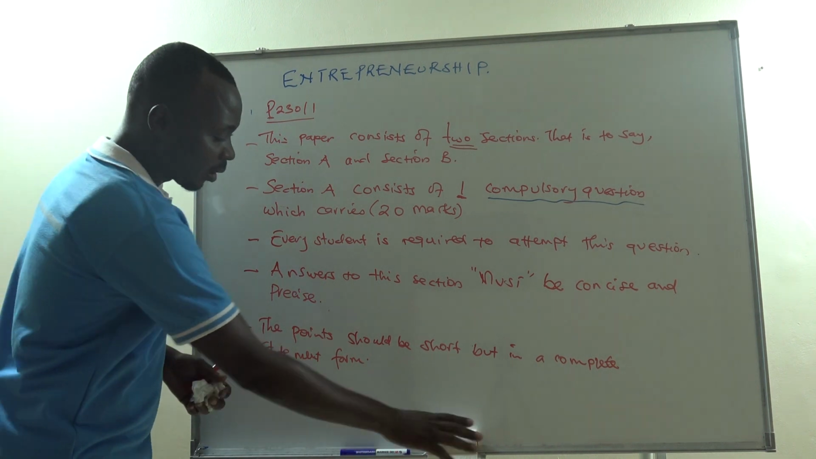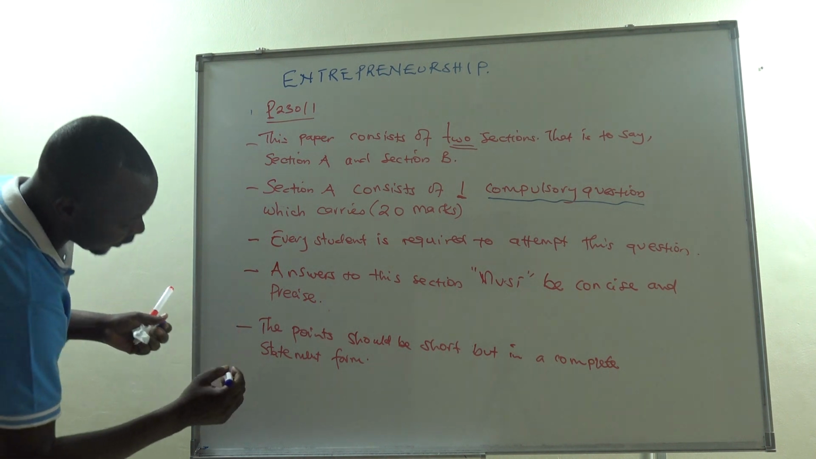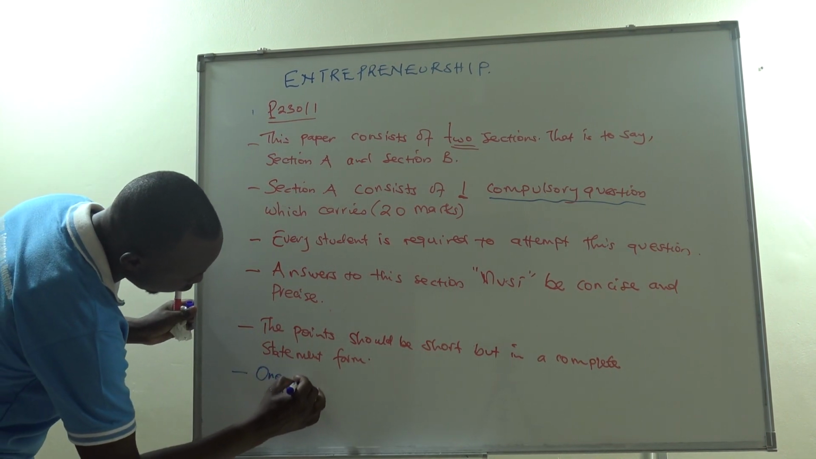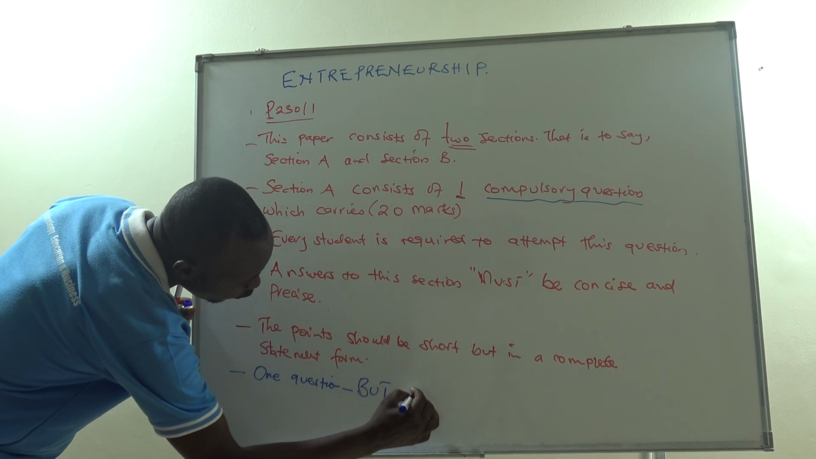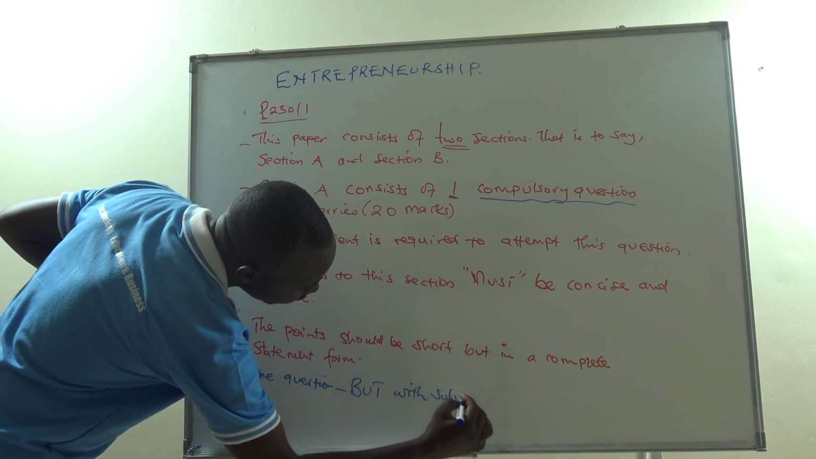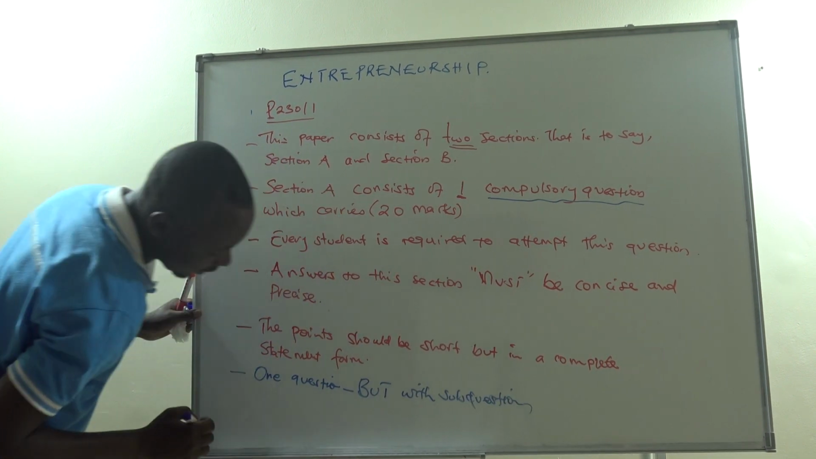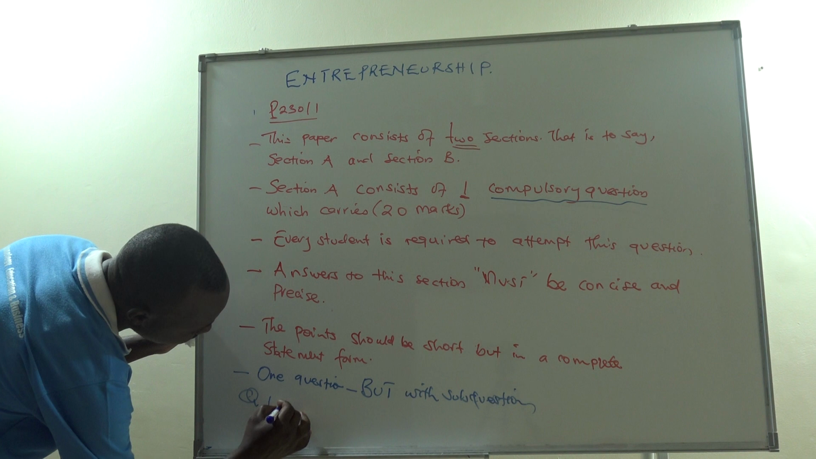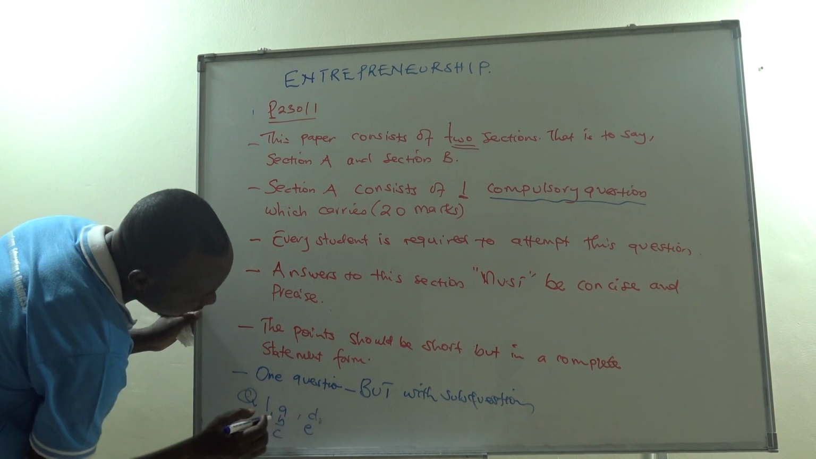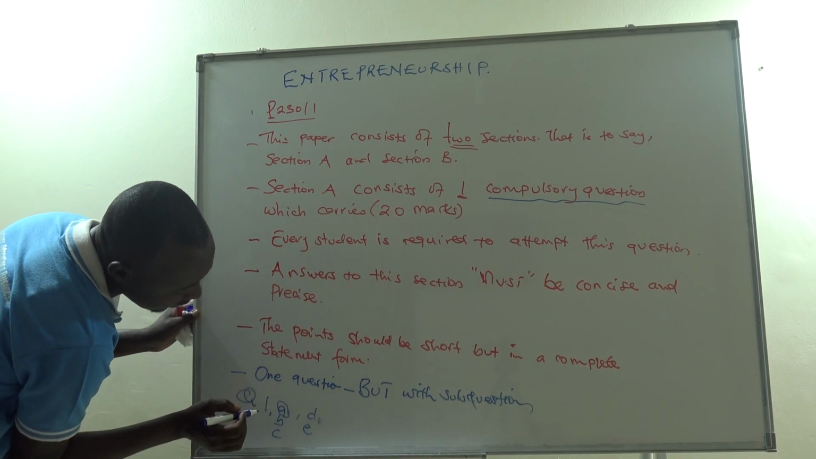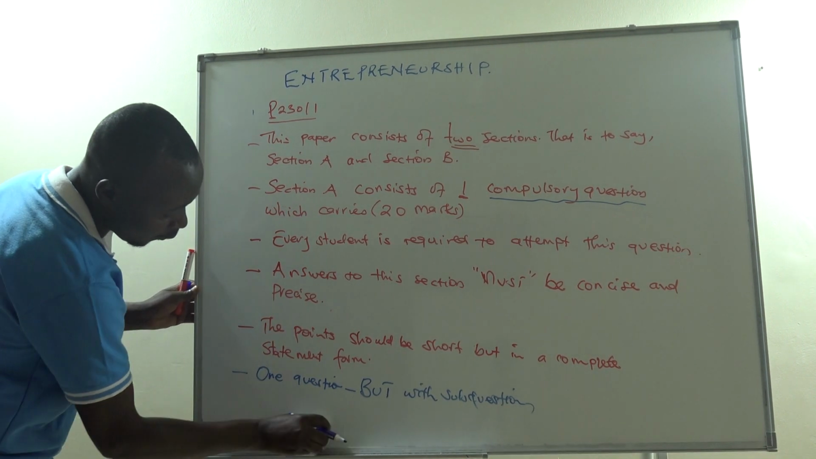Where does this question come from? Because I say it is one question. Yes, it is one question, but with sub-questions. That is to say, question 1 with A, B, C, D, and E. Each part of this question 1 carries how many marks? 4 marks.